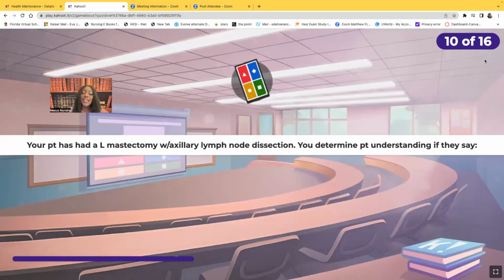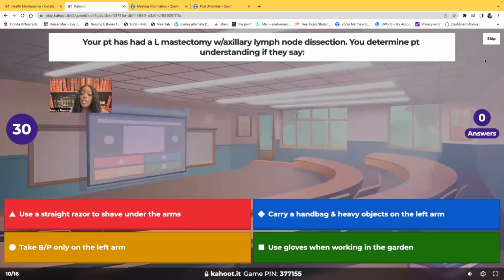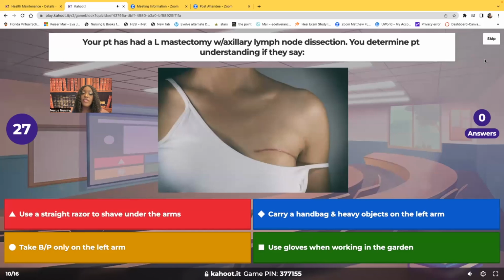Your patient had a left mastectomy with axillary lymph node dissection. You determined the patient's understanding if they say to use a straight razor to shave under the arms, to carry a handbag and heavy objects on the left arm, to take blood pressure only on the left arm, or to use gloves when working in the garden.